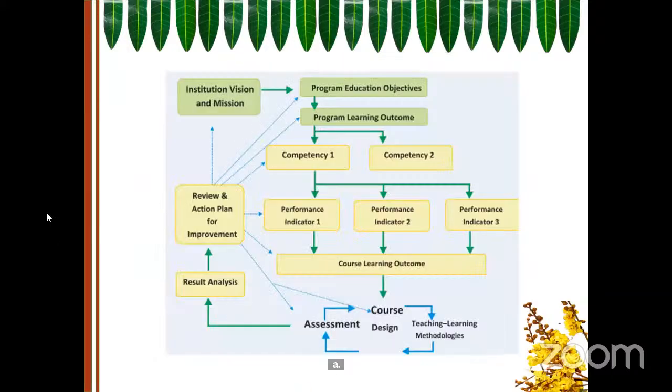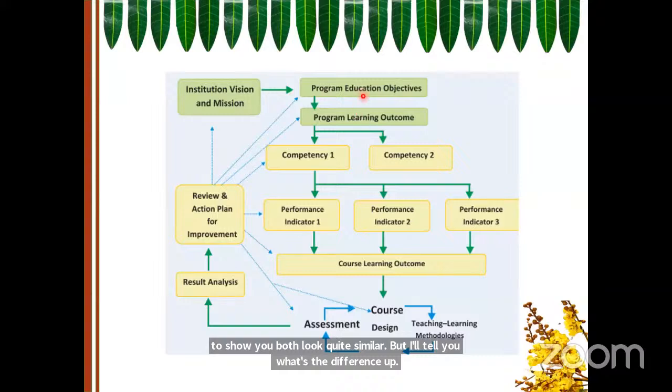So now look at here, putting them all in one frame. I have two different pictures to show you. Both look quite similar, but I'll tell you what's the difference after that. But as of now, you'll start with the institute vision and mission and go ahead with the program educational objectives, and then comes the POs, that's the program learning outcomes.